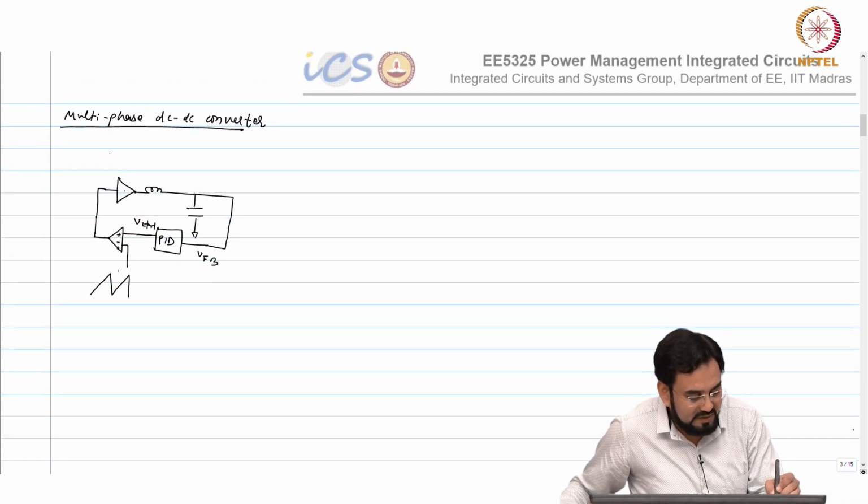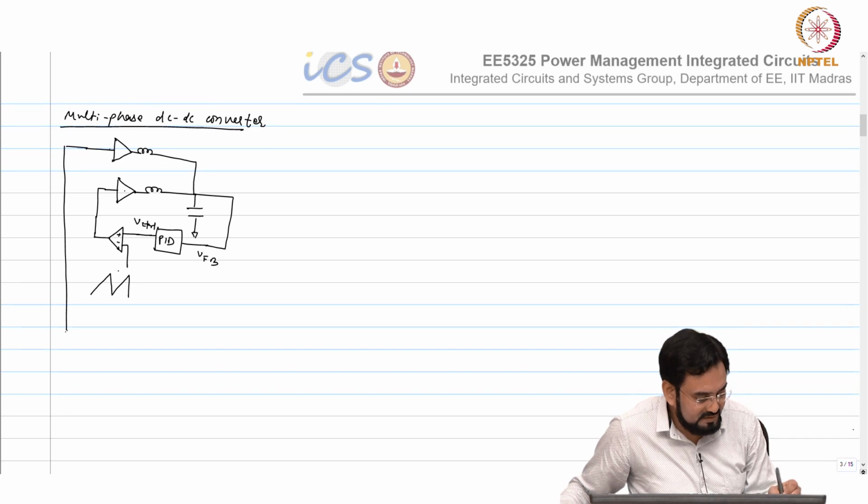Now, what I will do, I will add another inductor, and this will be generated from another comparator with the same V control, plus minus. So, if I call it V ramp 1, this is V ramp 2.